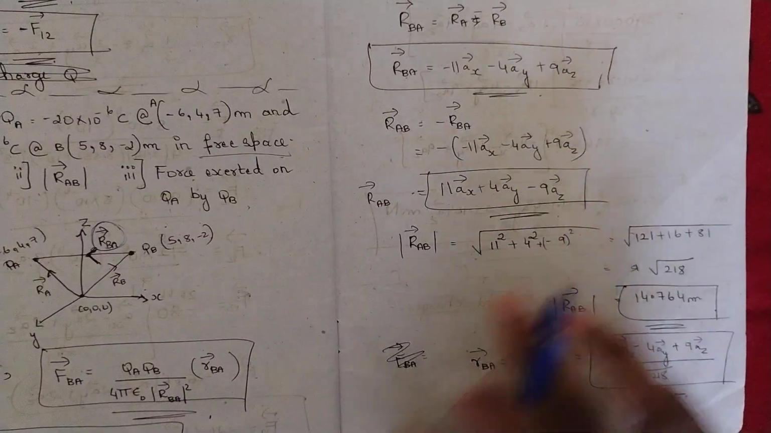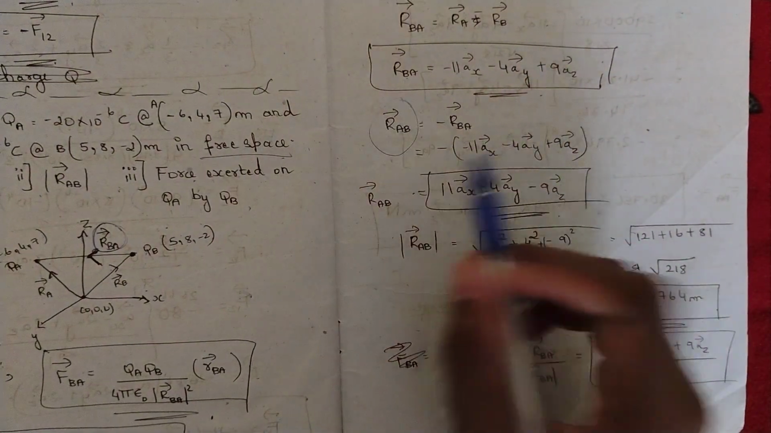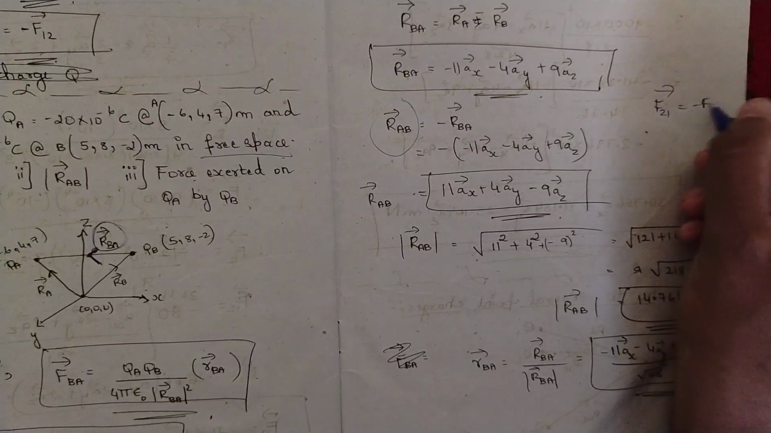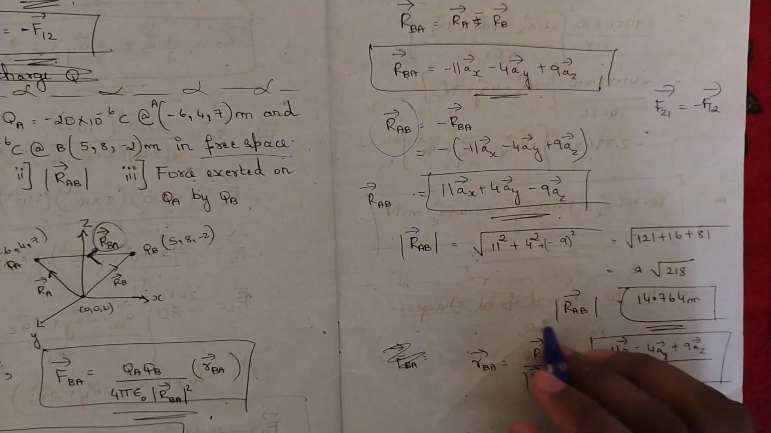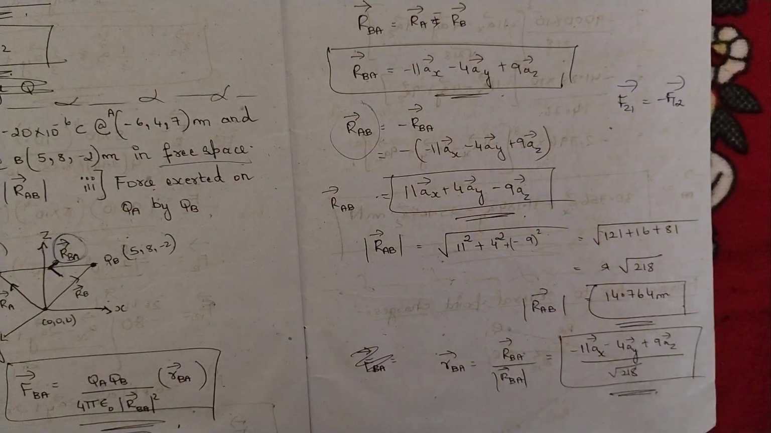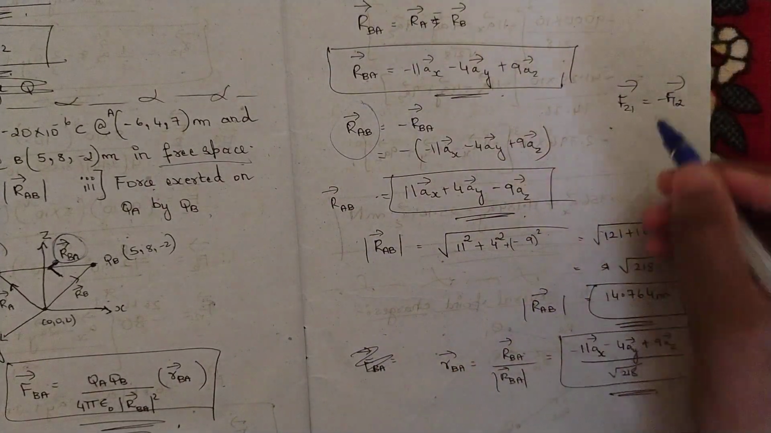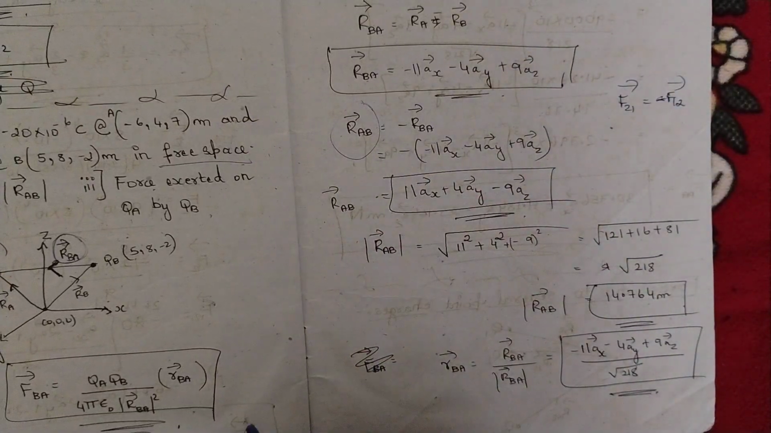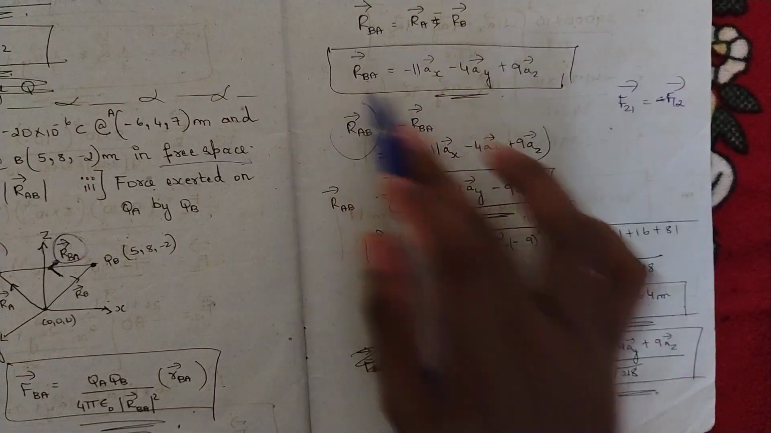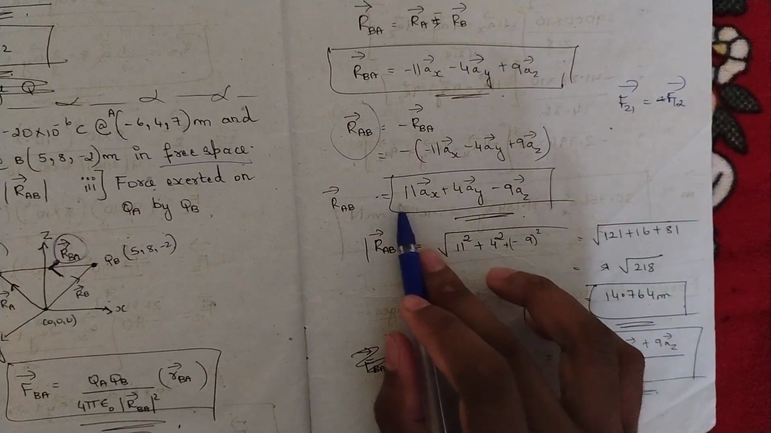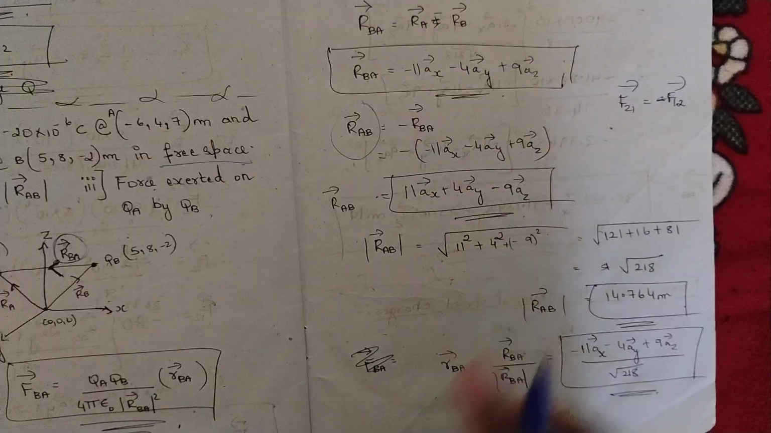Now, since we want RAB, we know that we have one rule: F21 is equal to minus F12. The forces are equal and opposite, so the direction of the vector also reverses. So RAB is equal to minus of RBA, that is minus of this term. So minus of minus 11AX minus 4AY plus 9AZ, we would get the answer as 11AX plus 4AY minus 9AZ.